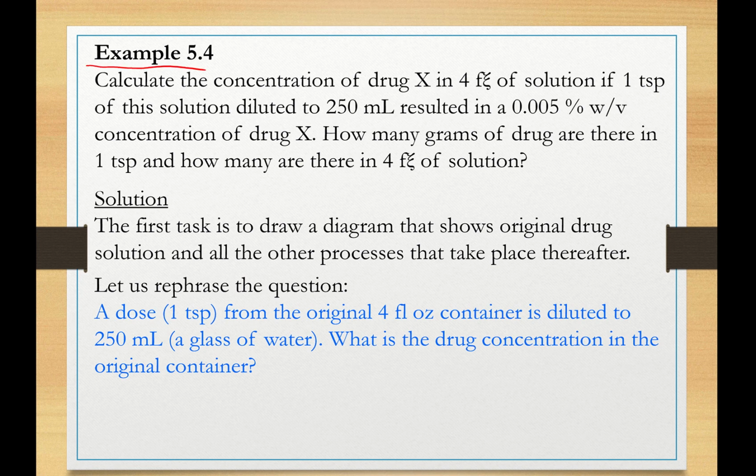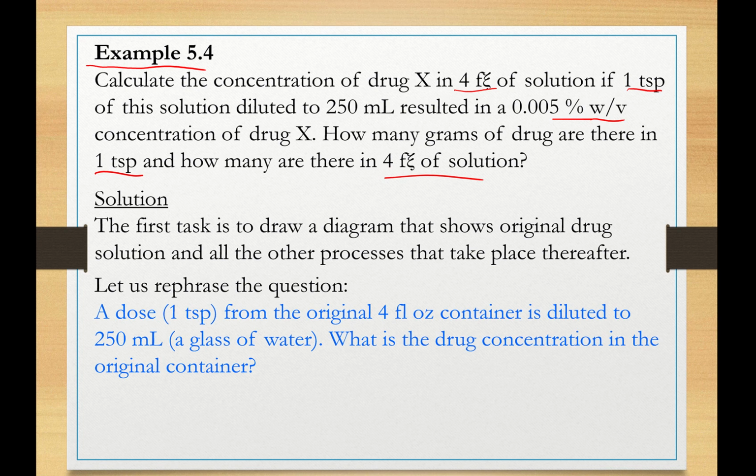Finally, let's go to example 5.4, which is the most challenging. Let us take a look at the description here. Calculate the concentration of drug X in 4 fluid ounces of solution if 1 teaspoonful of this solution diluted to 250 ml resulted in 0.005% weight per volume of drug X. How many grams of drug are there in 1 teaspoonful? This is perhaps representing the dose. And how many are there in 4 fluid ounces of solution?